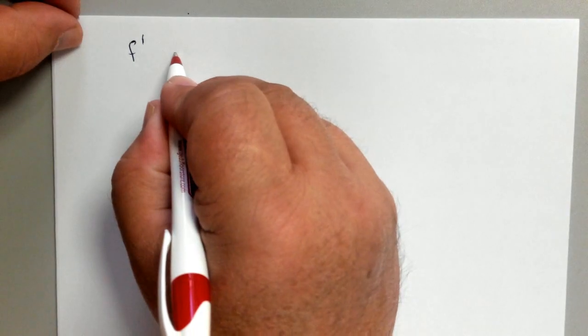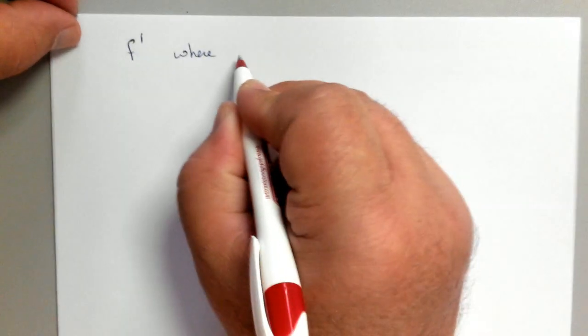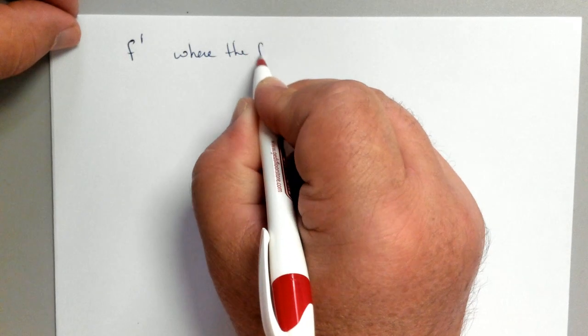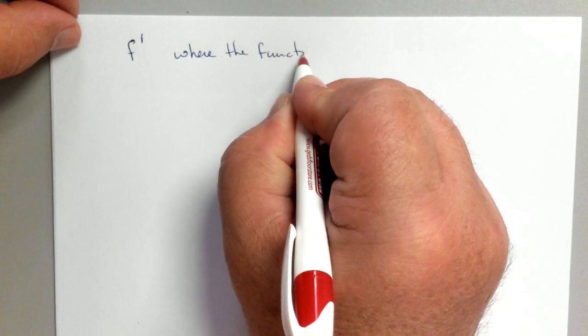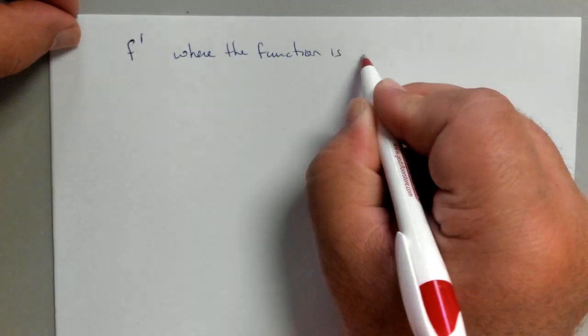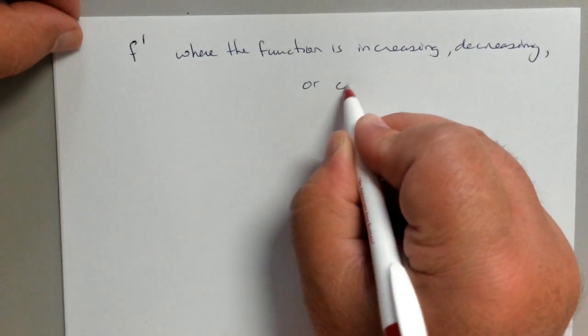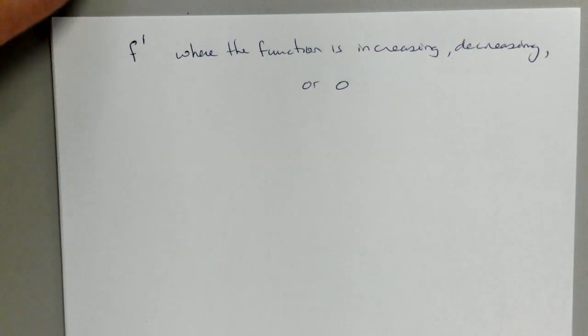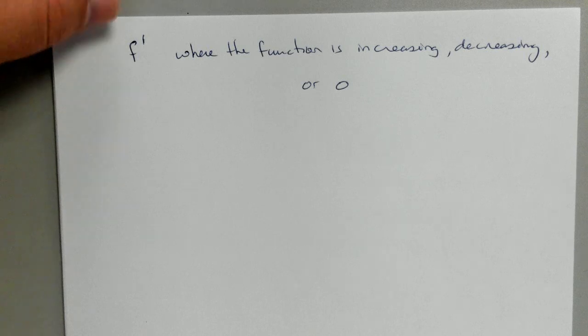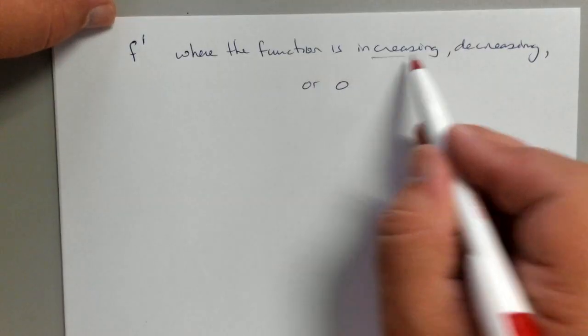It tells us where the function is increasing, decreasing, or 0. How can it do that? How can the first derivative tell us where it's increasing, decreasing, or 0?